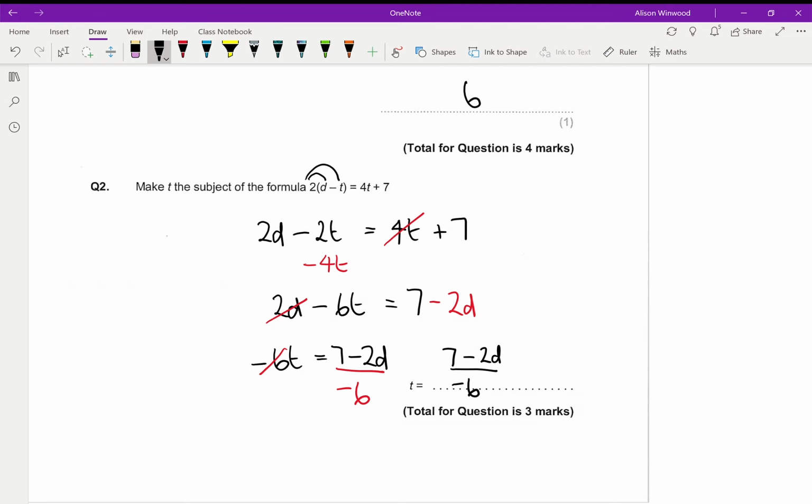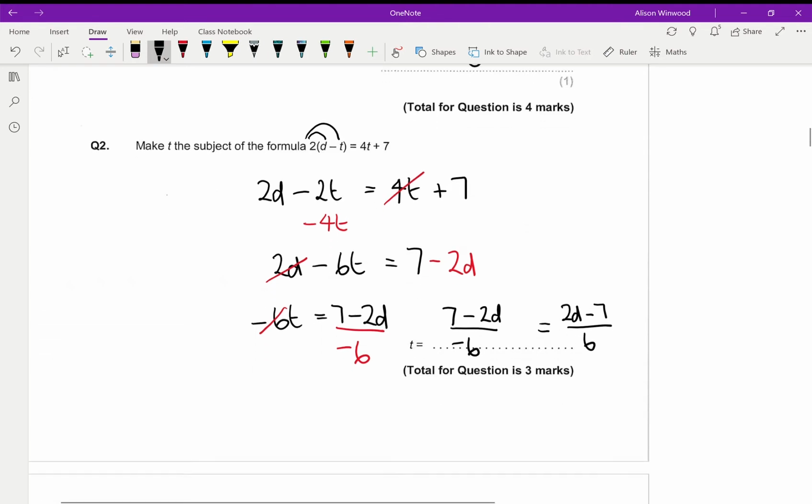If I'd collected the t's on the other side, I'd get a similar answer. I'd get 2d subtract 7 over 6. Both are correct.